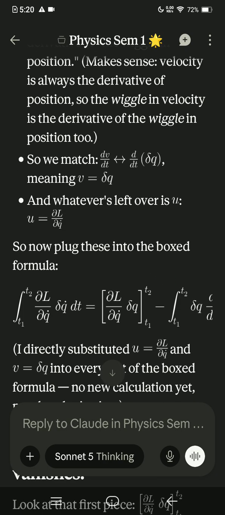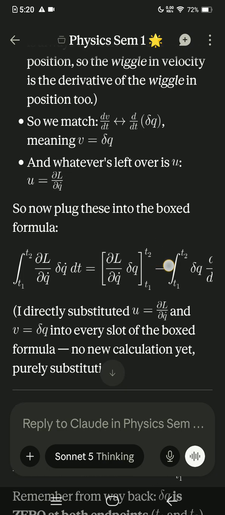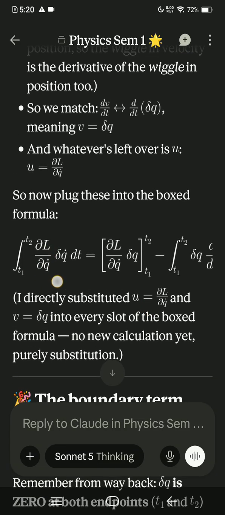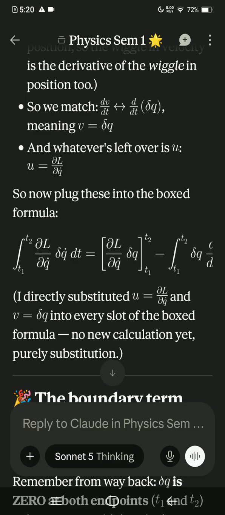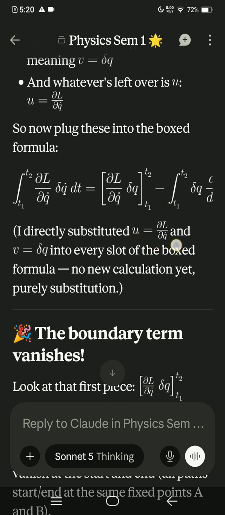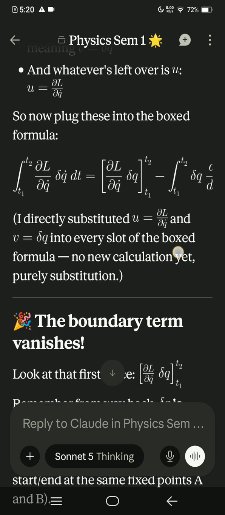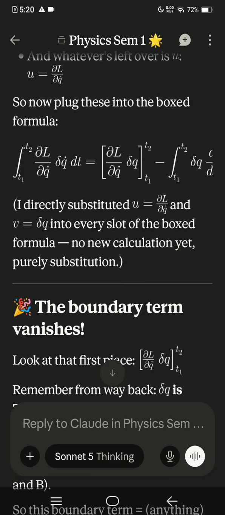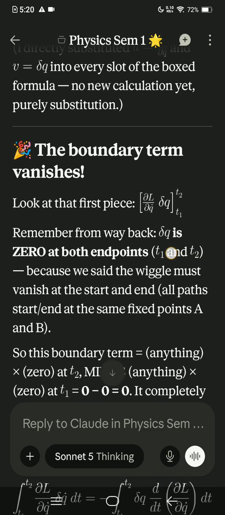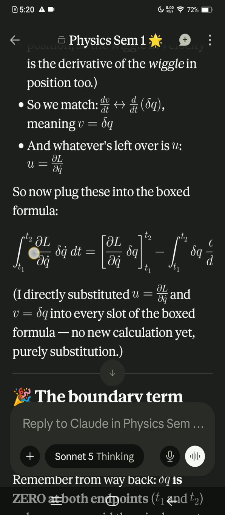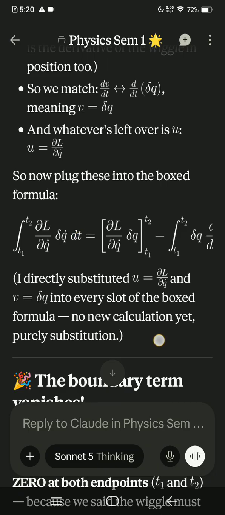So now plug these into the boxed formula. u की जगह पे del L by del q dot and v की जगह पे del q, जहाँ पर भी है पूरा सब्सटीट्यूट. I directly substituted u as this and v as this into every slot of the boxed formula. No new calculations, pure substitution. The boundary term vanishes. Look at the first term. फर्स्ट टर्म, हाँ ये कैंसिल हो जाएगा आई गेस, पता नहीं.